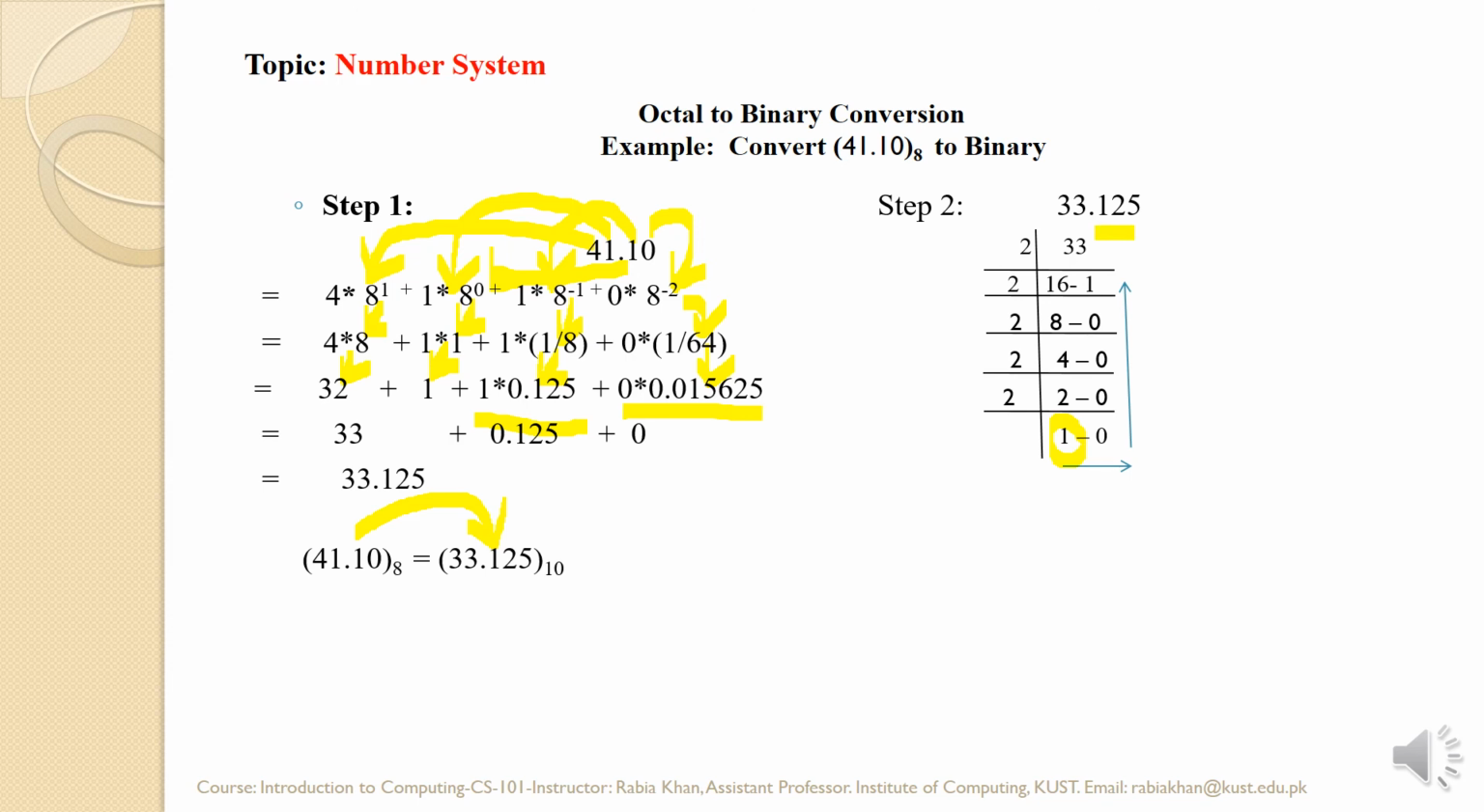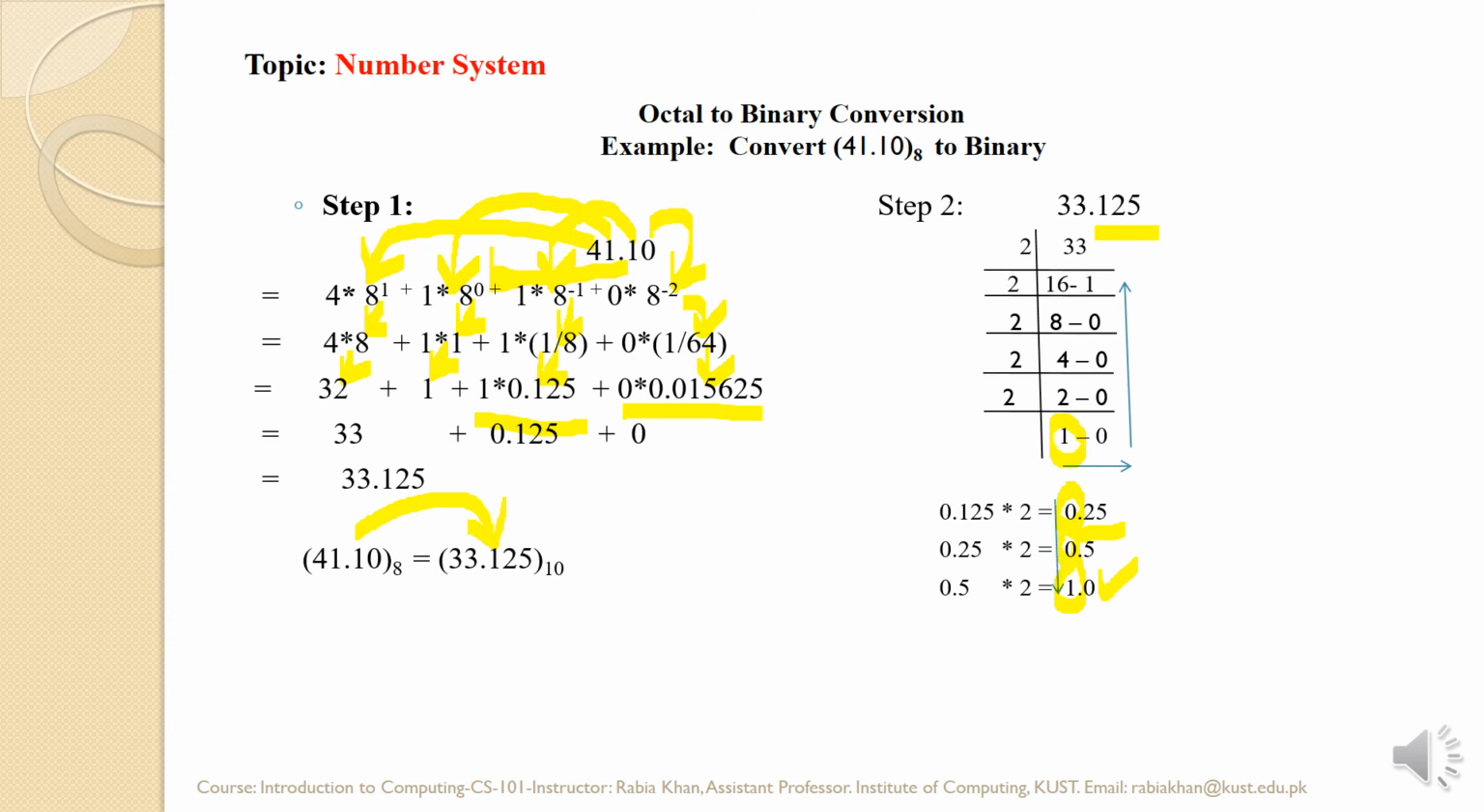The fractional part is 0.125 and how can we convert it? You need to multiply this fractional part repeatedly by 2. So 0.125 is multiplied by 2. The answer is 0.25. We need to store this 0, the integer part, and multiply the fractional part again. So 0.25 is again multiplied by 2. The answer is 0.5. Store this integer part and multiply the fractional part again. 0.5 is again multiplied by 2. The answer is 1.0. Store the integer part and the fractional part is 0. That means our multiplication also stops here.